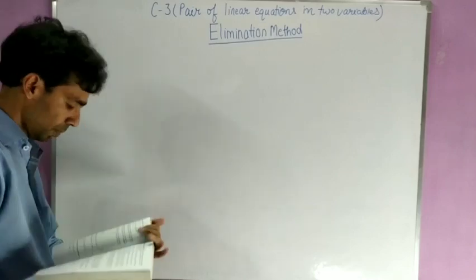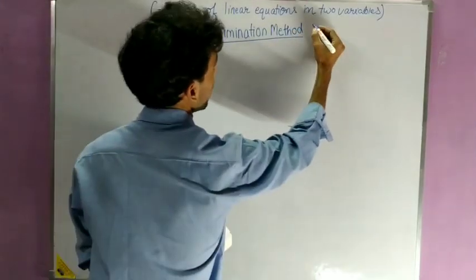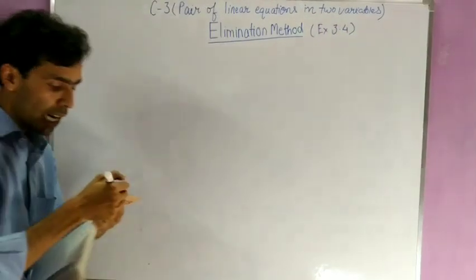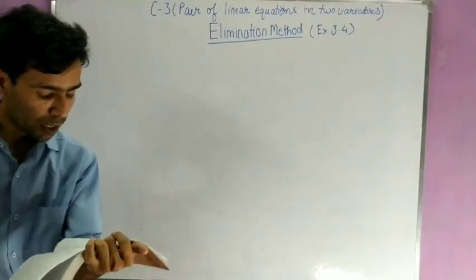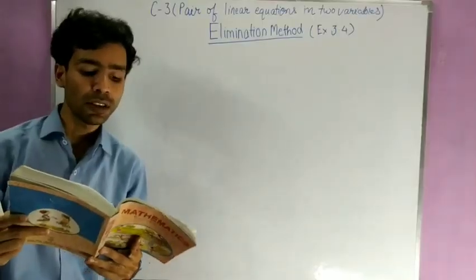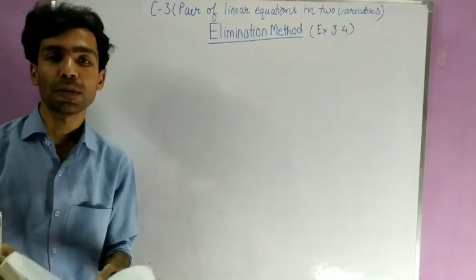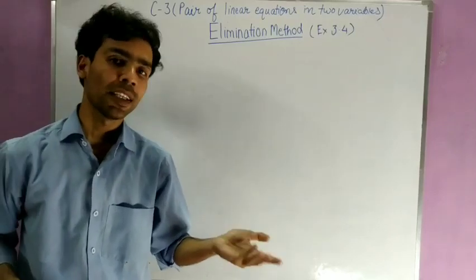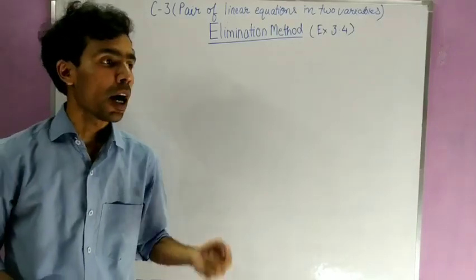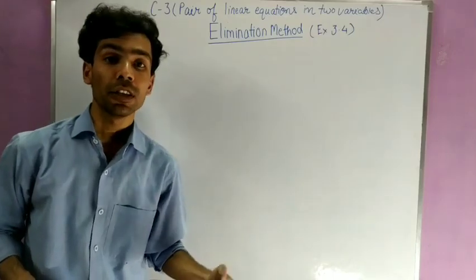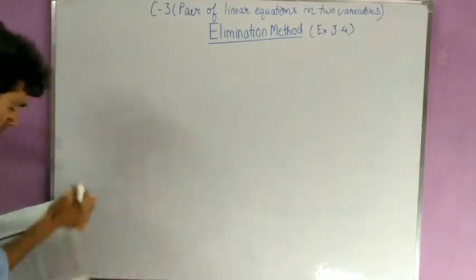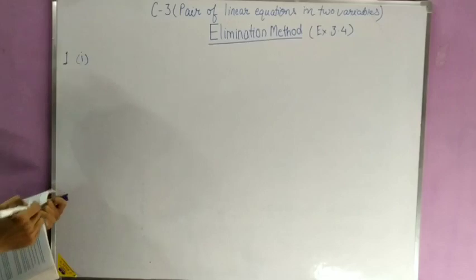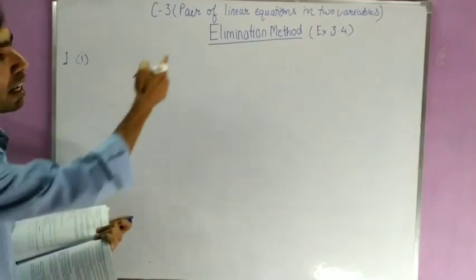Suppose, students, I am solving exercise 3.4, and in 3.4 the first question is: solve the following pair of linear equations by the elimination method and substitution method. We have solved a pair of linear equations by the substitution method. Now we will study how to solve a pair of linear equations with the elimination method. So I am solving the first part of exercise 3.4 with the help of the elimination method.